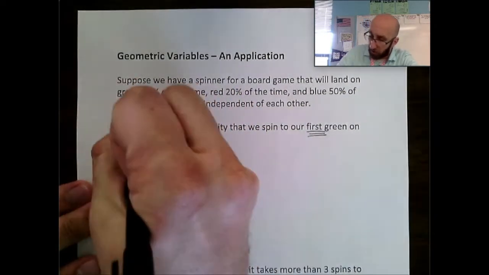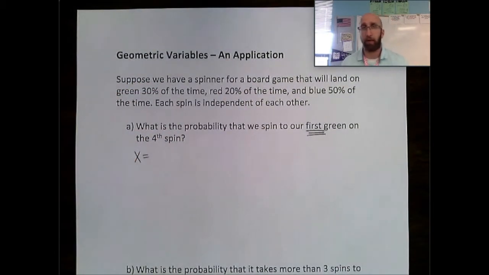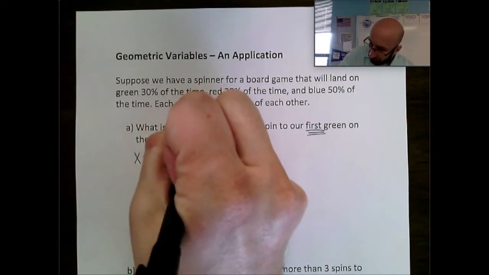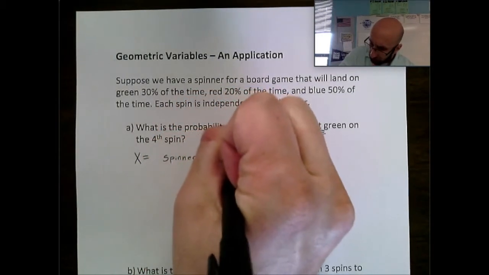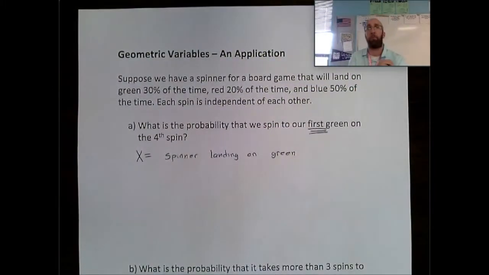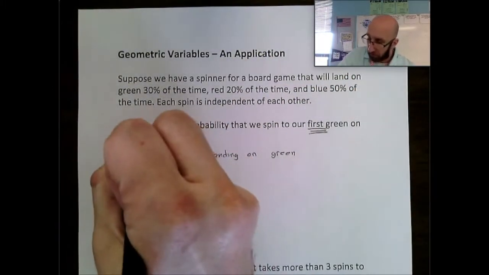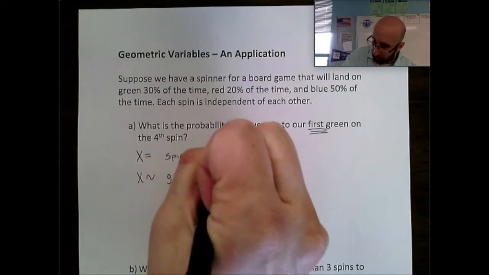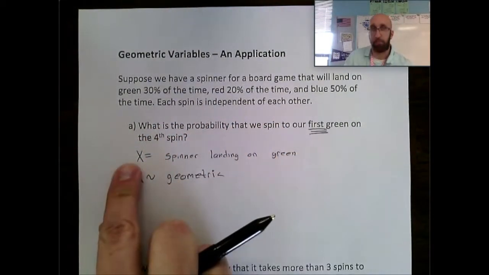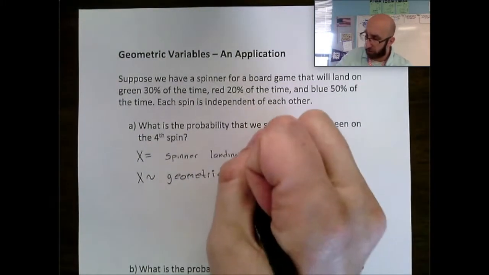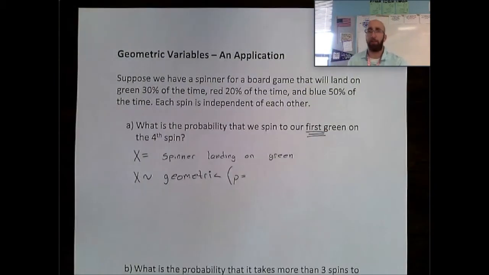So what we need to start off with is defining our variable x. Define what in the world are we even looking for? So we are looking for our spinner landing on green. That's what we're looking at. That is the outcome we want. Now, as I previously talked about, we know this variable x is geometric. So I defined what x is, spinner landing on green, and I'm already going to say, hey, this variable x is also geometric, but I need to figure out what is the probability of success here.